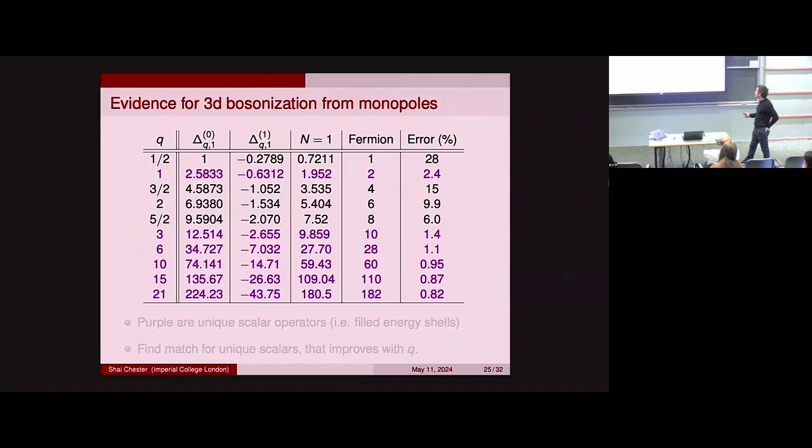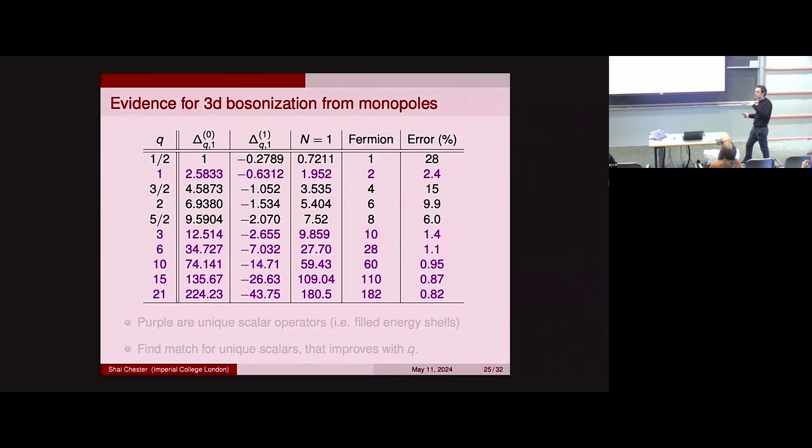We extrapolate n equals 1, so we just add the two together, and then we compare it to the operator that it's supposedly dual to. So let's focus on these purple values, and let's ignore the black values to begin with. So for Q equals 1, the prediction is 2. We find 1.95. That's a relative error of 2.4. Now let's look at the next purple value.